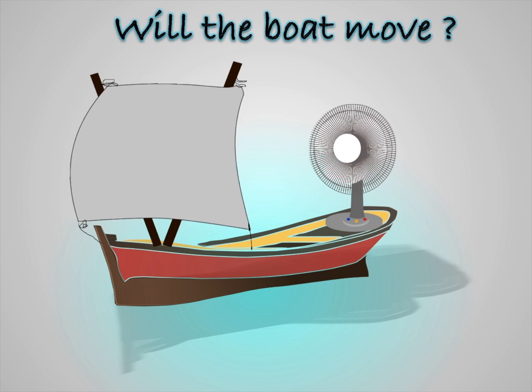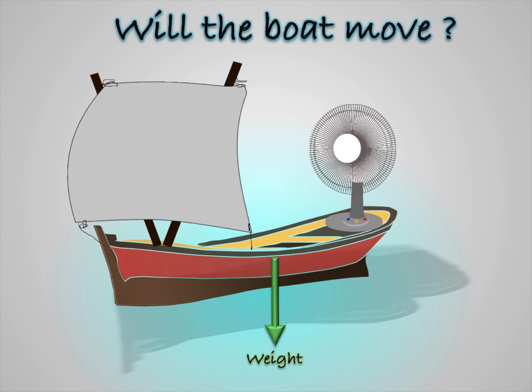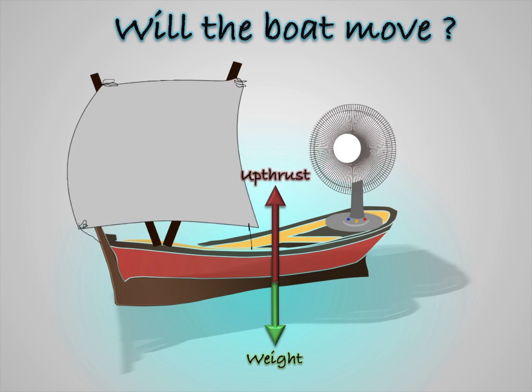So let's draw all the forces acting on this system. System includes the sail, fan and the boat. One of the force is weight. I'm drawing weight of everything together, and opposite to weight, the force which stops it from sinking is upthrust. These are the upward and downward forces, but I'm not worried about them because motion is happening in the horizontal direction. So I want to know what are the forces acting horizontally and are they balanced.